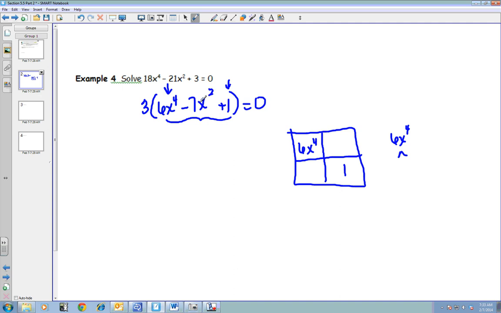So to get a negative 7x squared, I have to have a negative 6x squared and a negative 1x squared. Because when I add these together, I get negative 7x squared, but when I multiply them together, I get positive 6x to the 4th. So again, the difference here, we're used to just having x's here and here, but since this is x to the 4th, I'm going to have x squared and x squared. So these two numbers are going to go in my other two remaining boxes. It doesn't matter which ones.